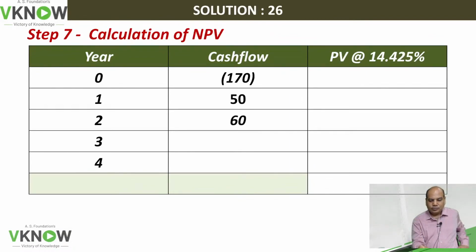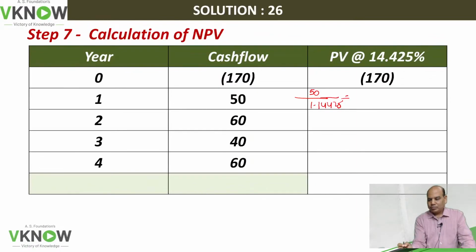Year 1, 50, 260, 340, 460. All these are given. Compute the present value. How do you do it directly? You will type 50 divided by 1.14425. Press equal to.